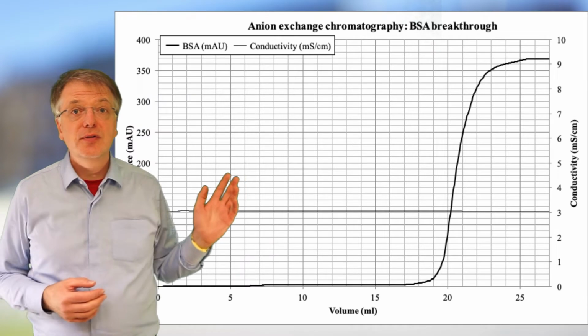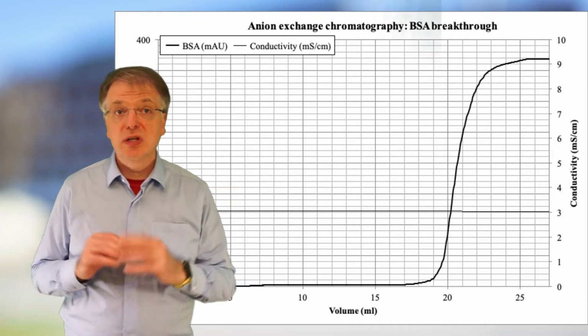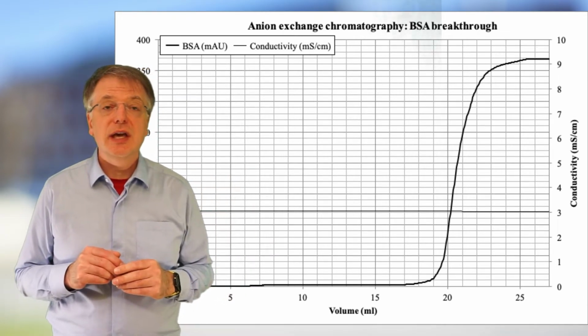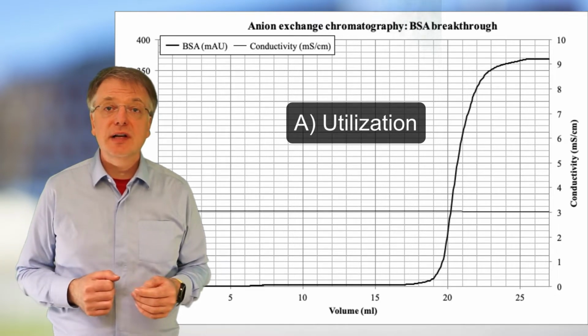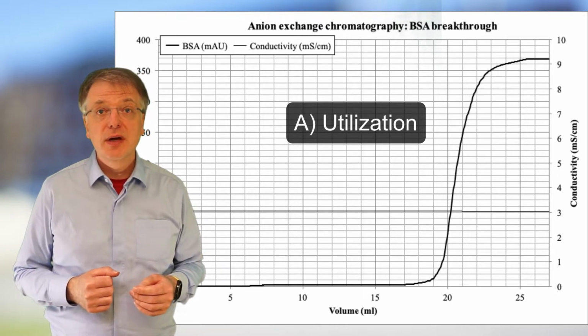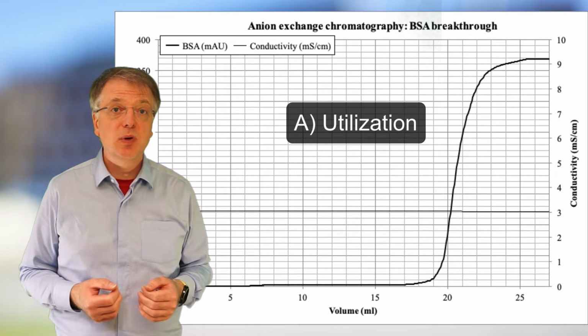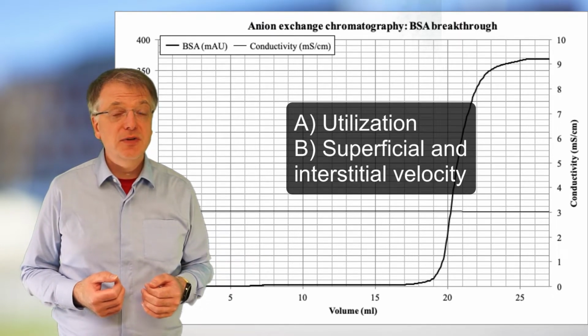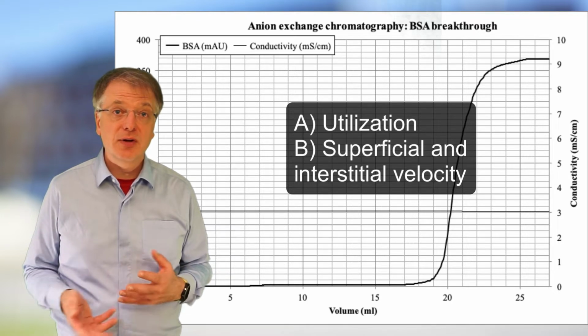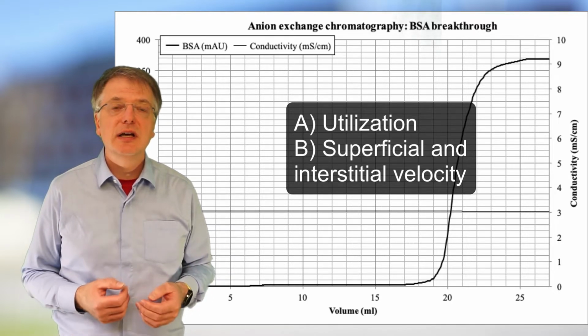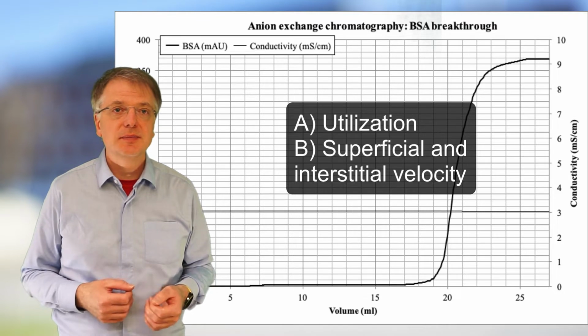In this breakthrough curve, the dead volume has not been deducted. Task A. Calculate the degree of utilization at 5% breakthrough and how much BSA has been adsorbed at that point. B. Calculate the superficial velocity and the real velocity, interstitial velocity, in the column in meters per second.